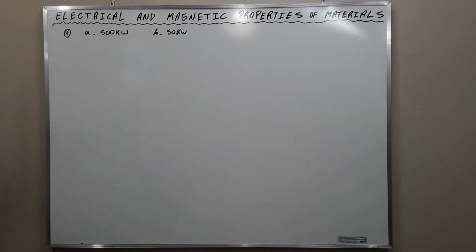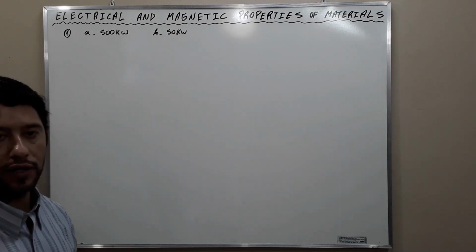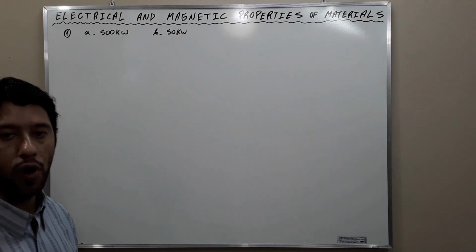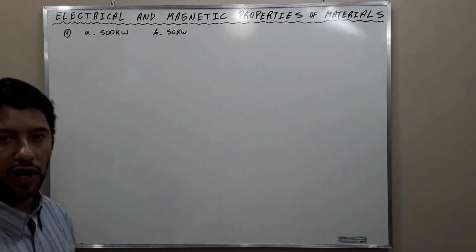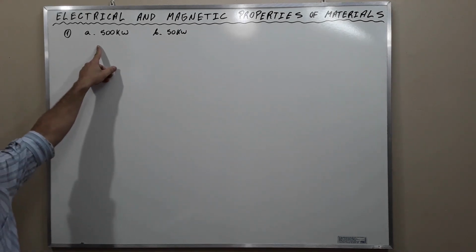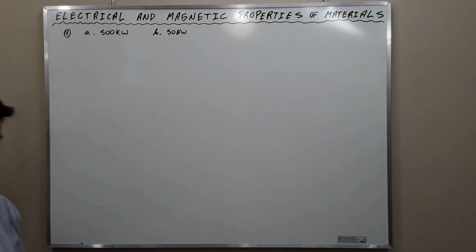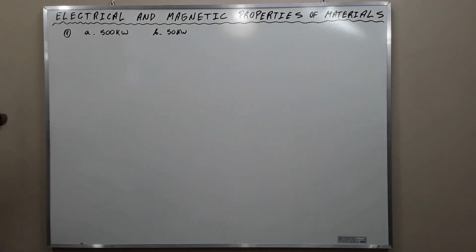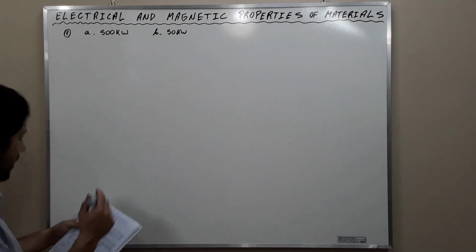Exercise number 1. Design a power transmission cable 100 kilometers long that will carry a current of 200 amps with no more than 500 kilowatts of power loss in letter A and 50 kilowatts of power loss in letter B. Okay, my friends, this is the exercise. Let's solve it. Letter A.